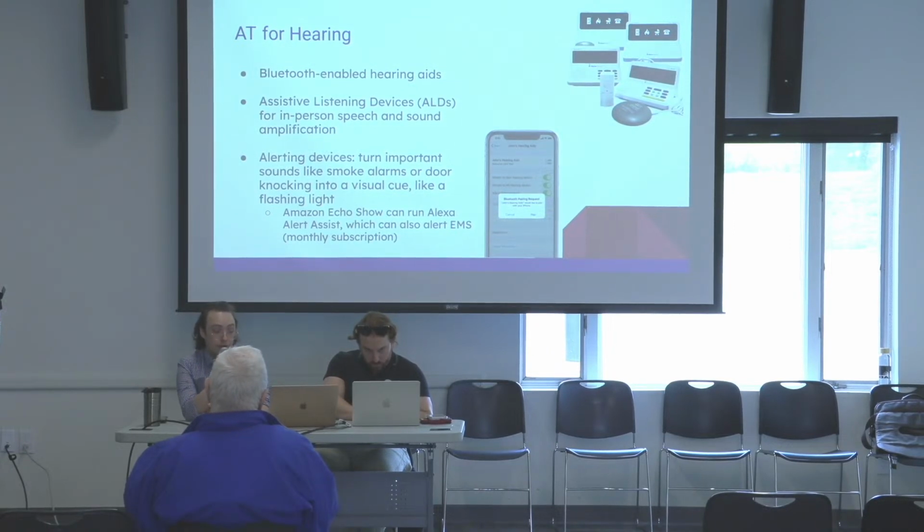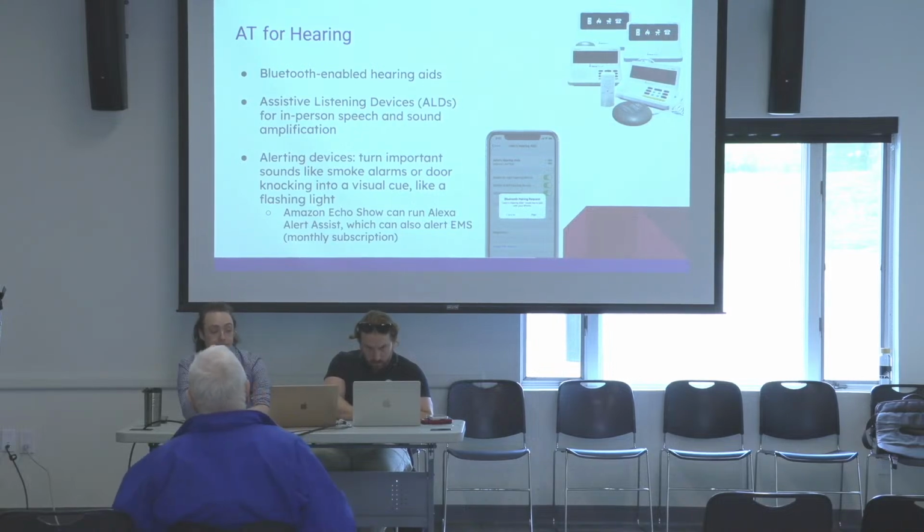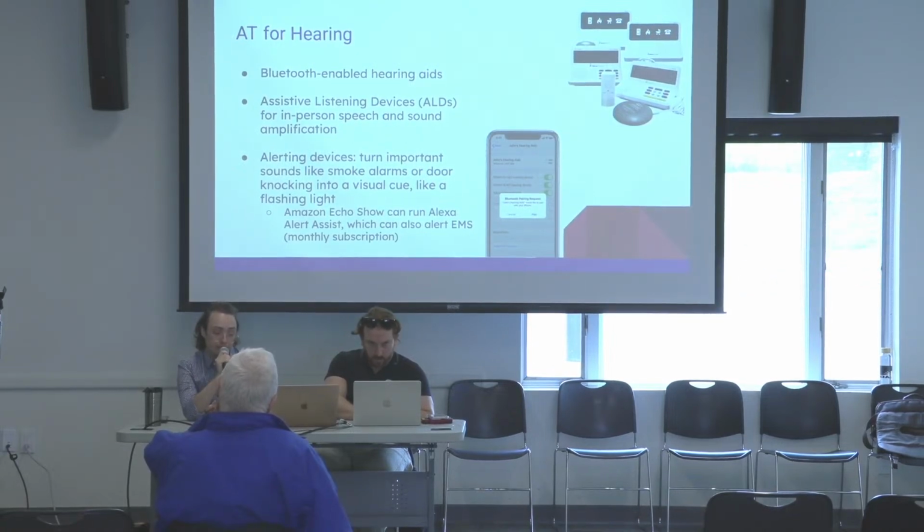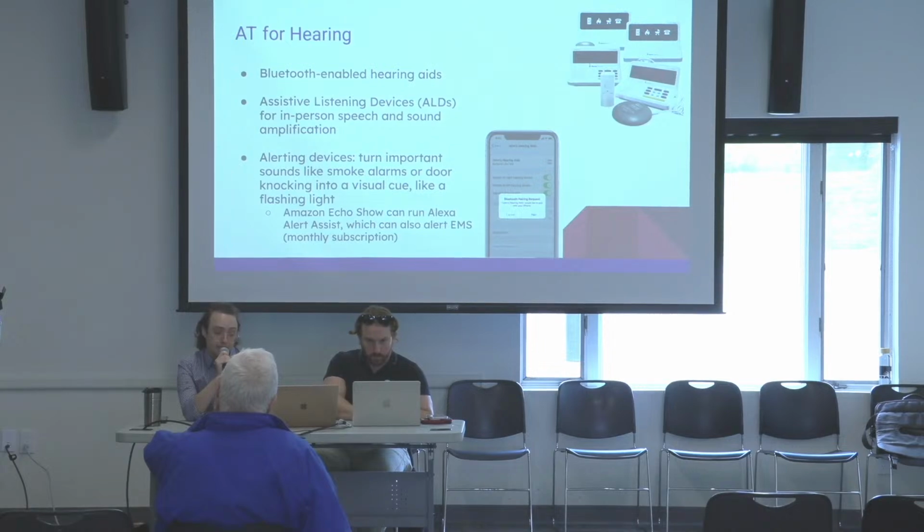For things that can help around the home, we have things like assistive listening devices or ALDs. Those can amplify things like in-person speech. You can also have alerting devices. So those would take important sounds and turn them into a visual cue. So a smoke alarm with a blinking light or a door knocking. There's a device that is showing the word door on a light up screen, presumably because it heard someone knocking.